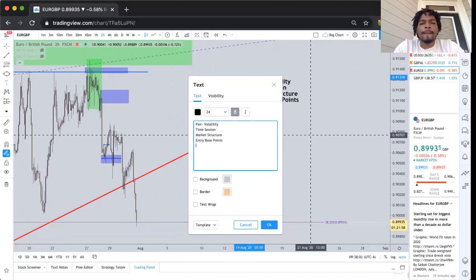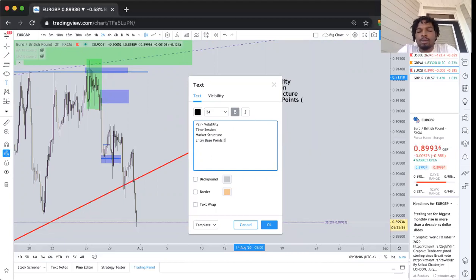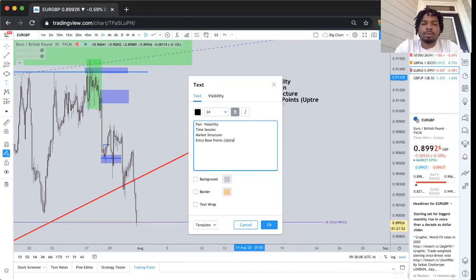When I say entry base points, I mean like uptrend and downtrend. Your main time frame, minor time frame. Minor meaning the time frame that you're going to be seeing entries on.